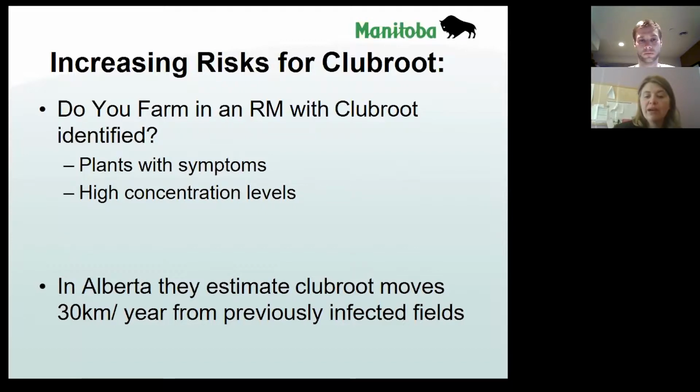In Alberta, they estimate that clubroot moves 30 kilometers a year from a previously infected field. So start thinking about how far you are from those areas that do have symptoms. How far are you from Portage, how far are you from Somerset, Manitoba, how far are you from Swan River? If it's moving 30 kilometers a year, you can start to calculate how many years it is, if it's moving towards the Verdun area, until Verdun starts seeing symptoms. So sometimes it's not that long.